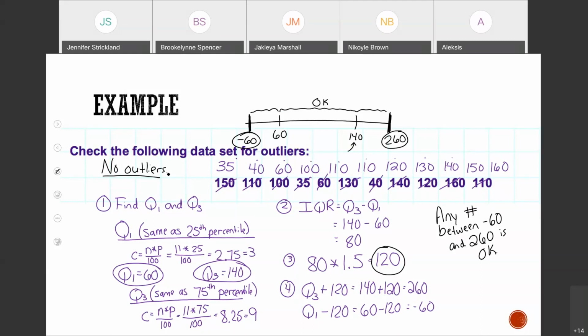So what if we had had a data value of, say, 300? Would that have been an outlier? Yes, because it's bigger than 260. What if I had a value that was negative 100? Would that be an outlier? It would be out here, right? Yes. So that would also be an outlier. As long as you're between negative 60 and positive 260, you're good. Anything else outside of that range would be an outlier.